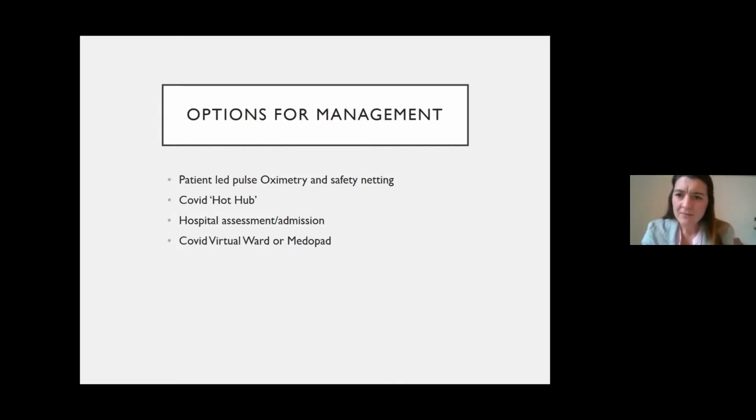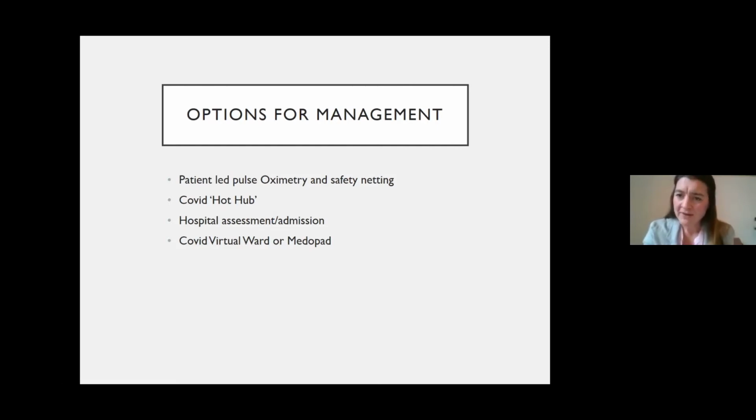As mentioned, it will be totally appropriate to call 999 because they need to go straight to A&E and have a full acute assessment. And then there are those who have been felt stable enough to keep in the community, but they're going to have admission to the COVID virtual ward. One of the platforms, as I mentioned, is called MeadowPad, and that's where they are basically monitored daily until they're deemed to be safe enough to discharge.